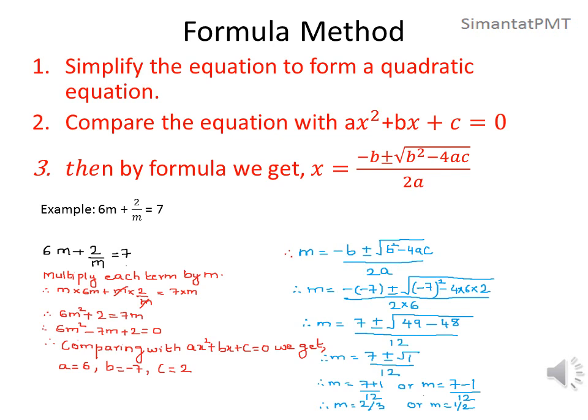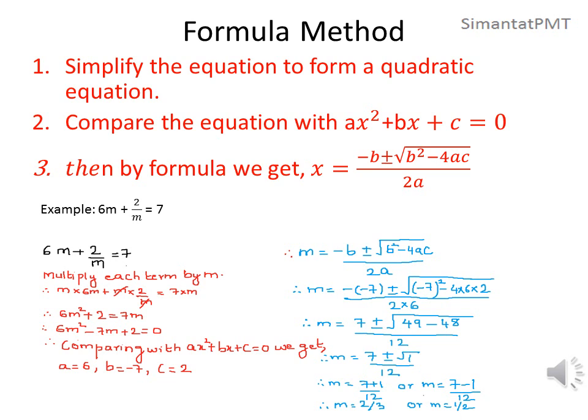We will now have a look at the third method of solving a quadratic equation: formula method. 6m plus 2 upon m equal to 7. Now, for solving a quadratic equation by formula method, first step is to simplify the equation to form a quadratic equation.